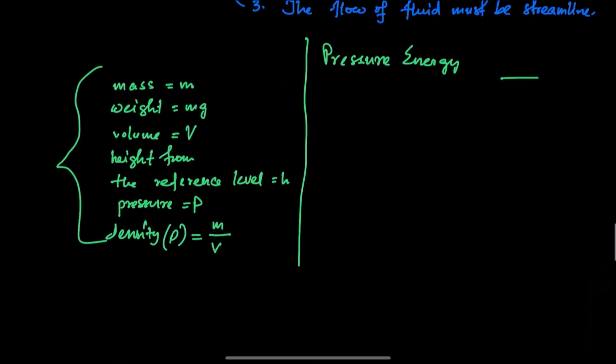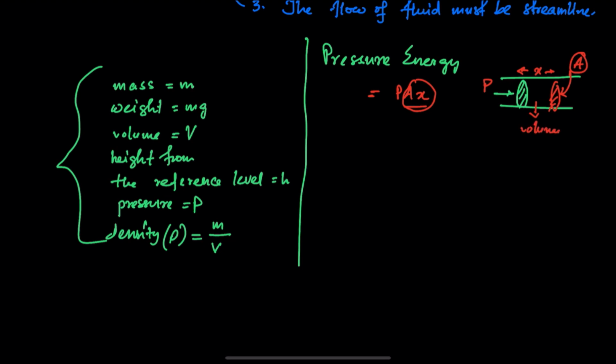What is PAx? Suppose here is a liquid column with a cross section, and a piston acted upon by a force P moves by a distance x. Then the pressure energy is equal to PAx, where A is the area of cross section. This Ax part is nothing but the volume. So the pressure energy is PV.